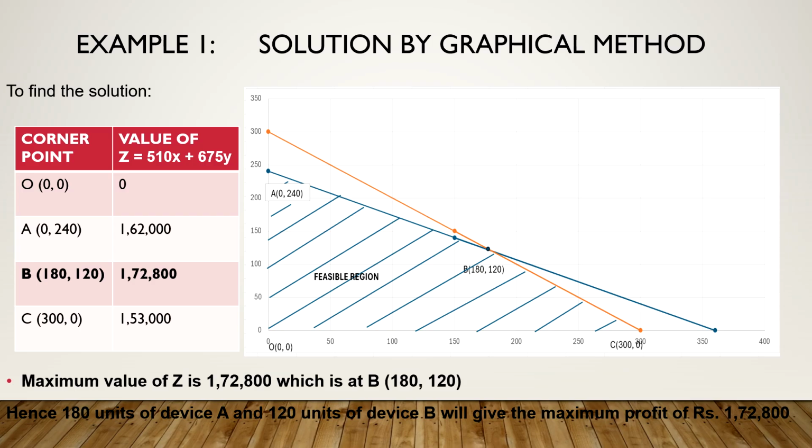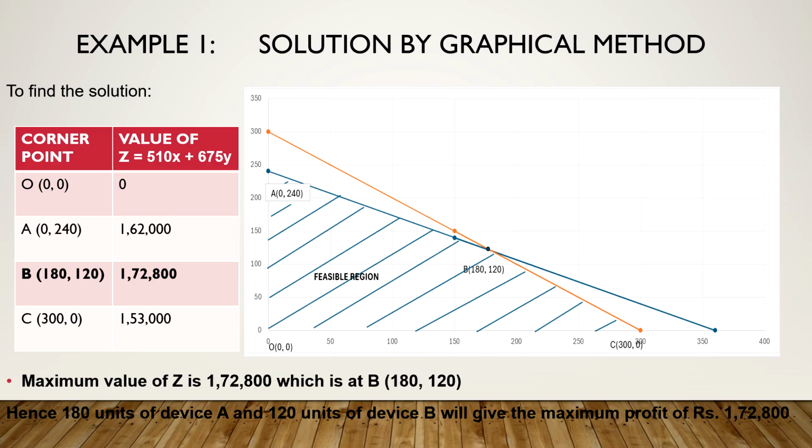So here you can see the feasible region, and the corner points of the feasible region are O, which is (0, 0), the origin. Then you have point A, which is (0, 240); point B, which is (180, 120), the intersection of both constraints; and point C, which is (300, 0). Now at all these corner points, you have to find the value of your objective function. Suppose point A, (0, 240): put x as 0, y as 240. You will get the value of z as 162000.